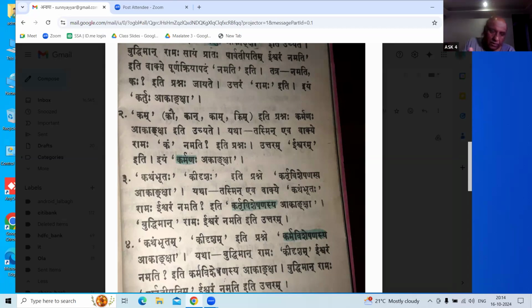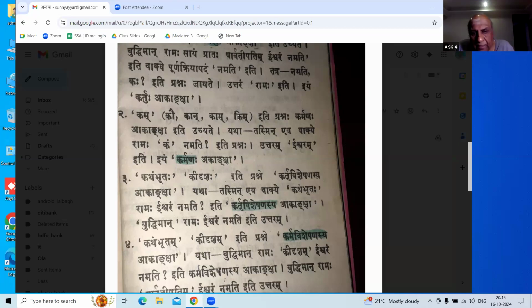that sentence. If you recall, our aim is to construct a sentence in this order: subject, object, and verb. So in order to do that, we pose the question kaha to the verb, and we get the subject of that sentence. If it's masculine, we use kaha. If it's feminine, we use ka. And if it's neuter gender, we use kim. Likewise, in order to find the object of that sentence, we use these interrogatives: kam, kau, kan, kam, kim. Iti prashnaha karmanaha akanksha iti uchyate. These are called karmana akanksha. The previous one is kartru akanksha.